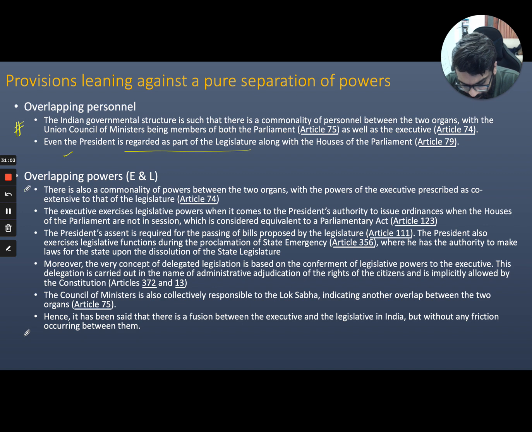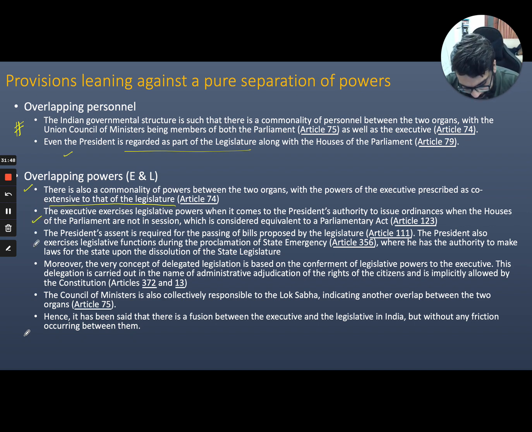Then we look at certain overlapping powers as to what is it that sort of is the executive and the legislature, or the executive doing things of the legislature, or the legislature doing things of the executive. Let's understand this. So, very simply, the powers of the executive are coextensive with that of the legislature. In fact, this is the fundamental constitutional philosophy behind the ordinance also, that the ordinance making powers of the president are coextensive with that of the parliament, and the ordinance making powers of the governor are coextensive in the context of the state legislatures, right? Which is exactly what Article 123 talks about.